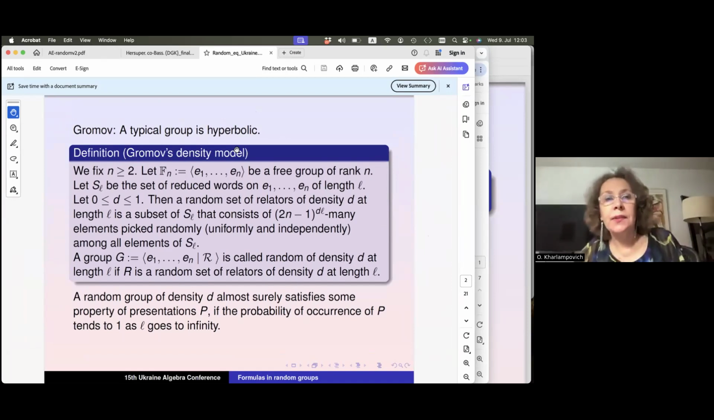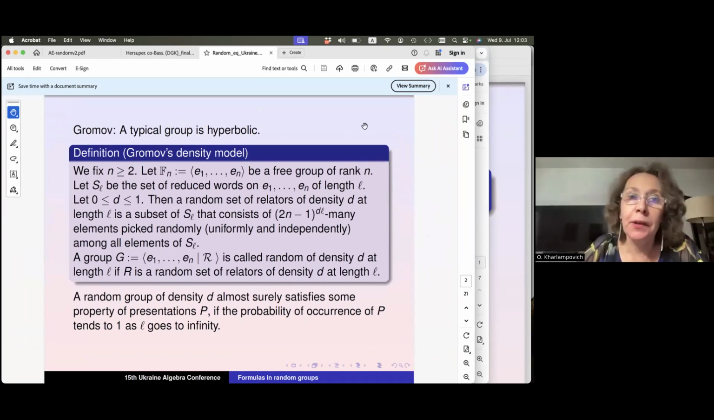So I'm going to work with Gromov's so-called density model and explain why a random group in this model is hyperbolic. We fix a number n greater or equal than 2. Take a free group on n generators, a free group of rank n, and consider the set of reduced words in the generators of this free group of length L. Now take a number d between 0 and 1, which is called density. Then a random set of relators at density d at length L is a subset of the set of words, which consists of (2n-1)^(dL) many elements, picked randomly among elements of the sphere of radius L.